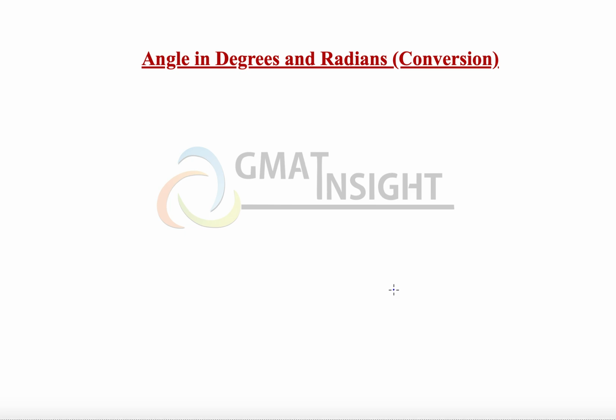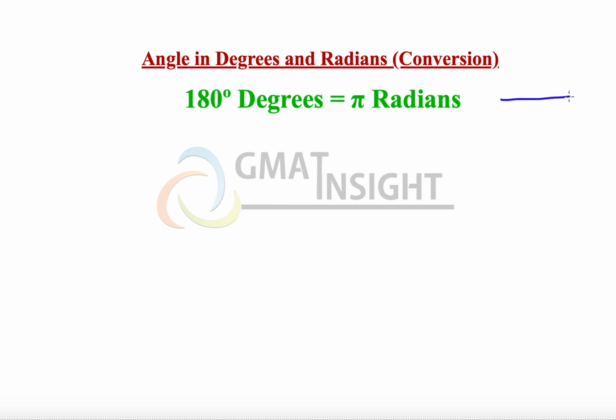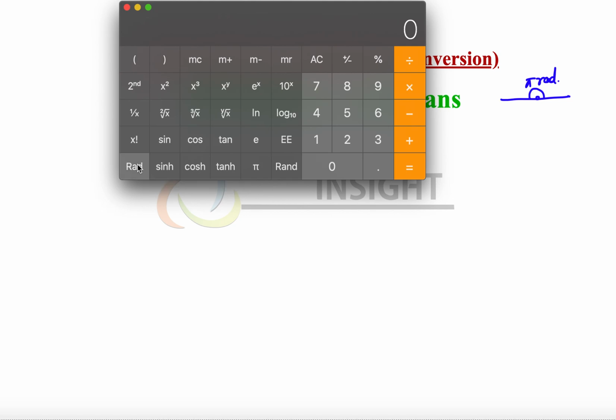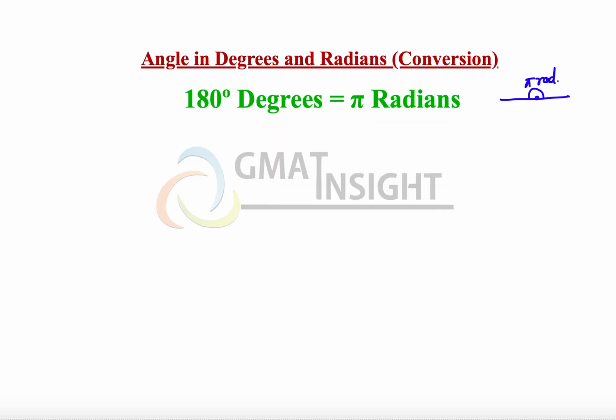So let me quickly offer you the conversion measure, and that is that 180 degrees is equivalent to pi radians. In your calculator, you always have an option to convert from degrees to radians or vice versa. For example, if I show you this calculator, you can see that here we have the radian option. If I press this, you can see the radian has come here, and if I want it in degrees, then it is by default in degrees. So this is how we can use degrees and radians in the calculator.